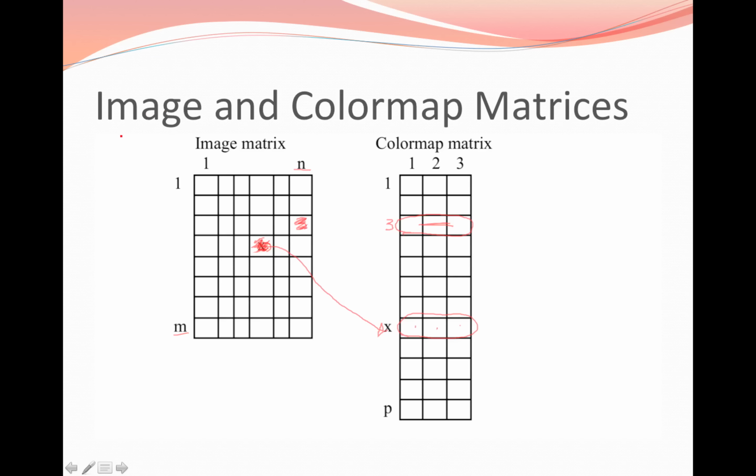So again, in the image matrix, every element is an integer, which is an index into this color map. It says which particular row, which means which particular color, is going to be displayed in that location in the image matrix.